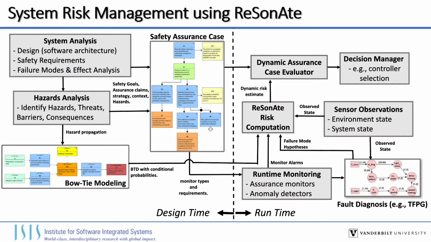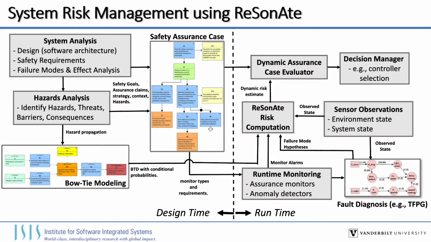So this is a flow chart for Resonate, broken into design time steps on the left and runtime steps on the right. The first steps, system analysis and hazard analysis, are pretty much the same as more traditional techniques. Even the bow tie modeling is not itself new. This is used to describe how hazards can propagate and escalate.